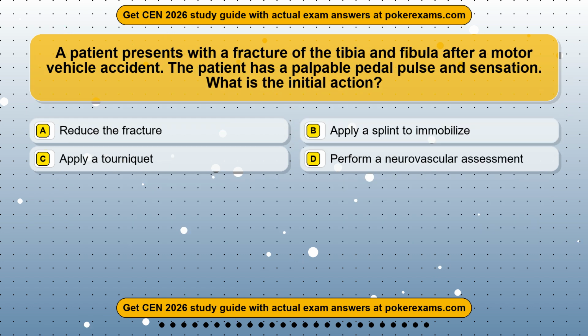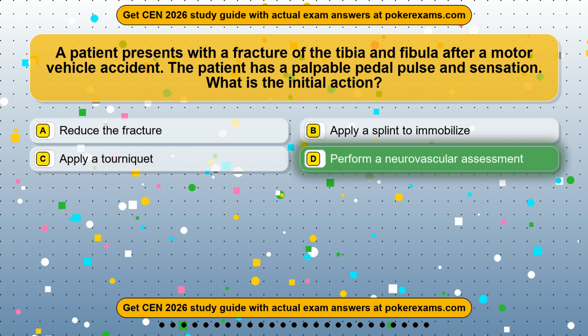Question 20. A patient presents with a fracture of the tibia and fibula after a motor vehicle accident. The patient has a palpable pedal pulse and sensation. What is the initial action? Option A, reduce the fracture. Option B, apply a splint to immobilize. Option C, apply a tourniquet. Option D, perform a neurovascular assessment. The correct answer is option D.